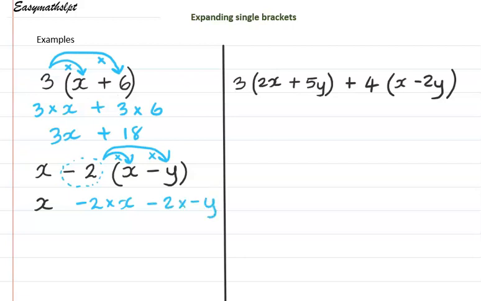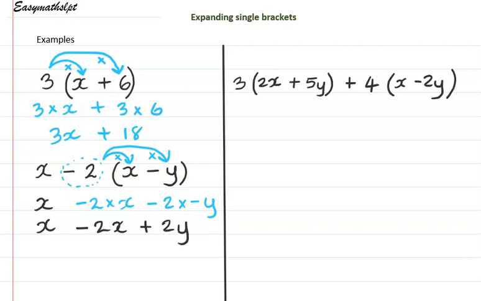Now let's do our multiplication. So we're going to rewrite our x, keeping it. We haven't used it yet. Negative 2 times x is negative 2x. And negative times a negative is a positive. So negative 2 times negative y is positive 2y.